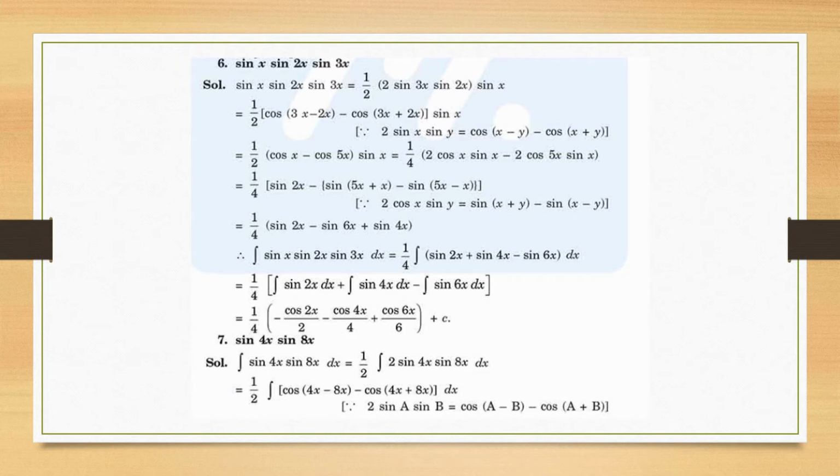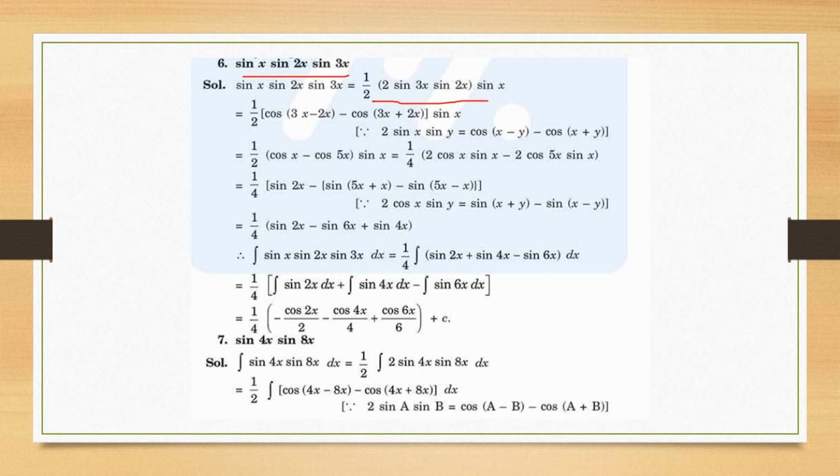Now to integrate sin x sin 2x sin 3x, as we did for cos, we will multiply and divide by 2. Take sin 3x and sin 2x. When applying the formula with a plus b and a minus b, we need to avoid fractional terms, fractional angles, right?